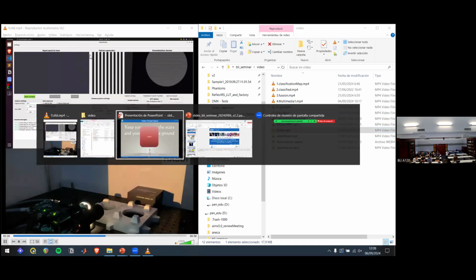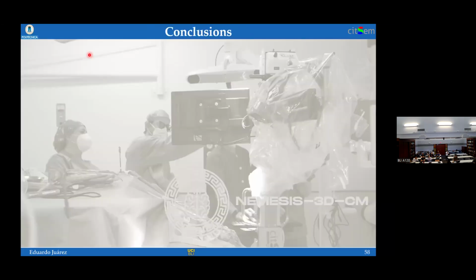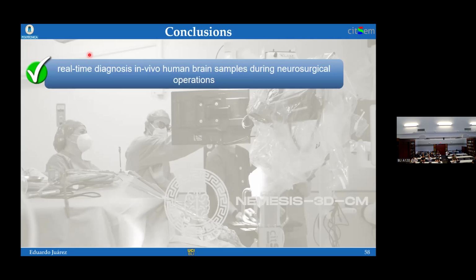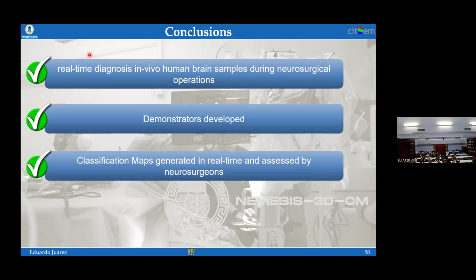I would like to finish this talk by extracting some conclusions from the different projects: HELICoiD, Nemesis, and STRATUM. Our work is basically trying to help neurosurgeons by developing real-time diagnosis tools for in vivo human brain samples, and doing this during neurosurgical operations. We have developed different demonstrators, and with these demonstrators, we have generated classification maps in real time that have been positively assessed by the neurosurgeons.